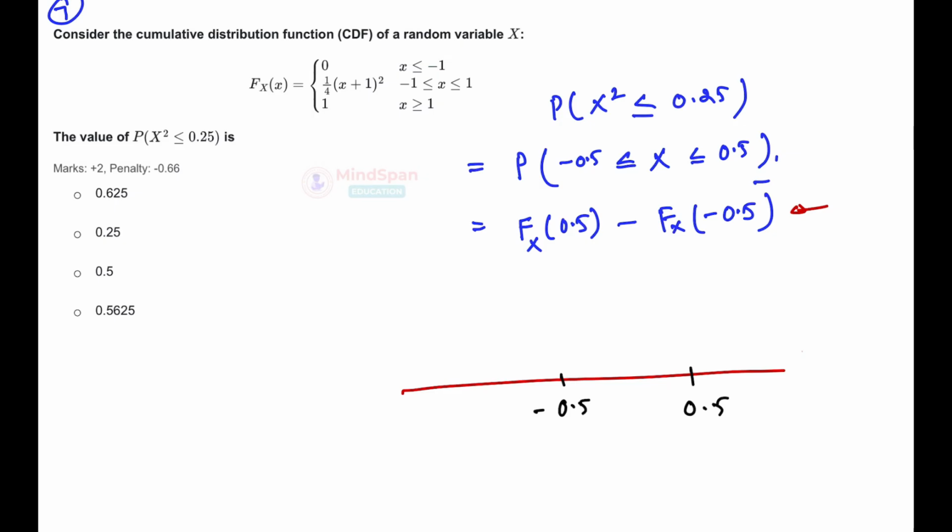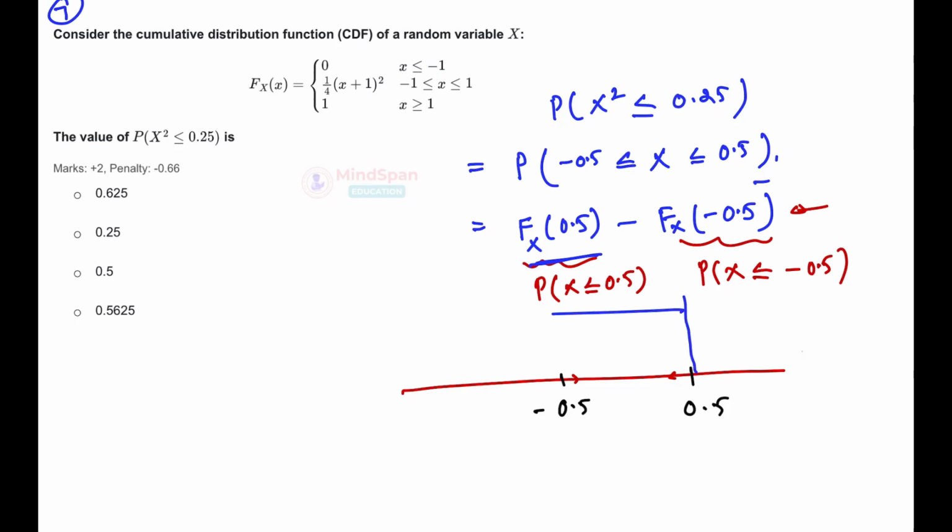As per the definition of CDF, what is this? This is nothing but the probability that random variable x takes the value less than or equal to 0.5. And this is nothing but the probability that random variable x takes the value less than or equal to minus 0.5. We need to find the probability within this interval, right? So what will be this probability?